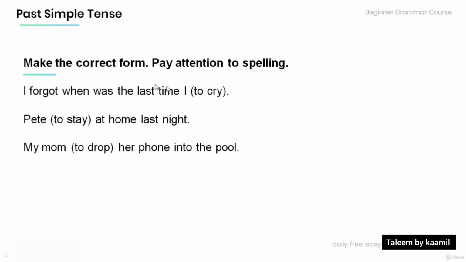Now read the following sentences and make the correct form. Make sure to pay attention to spelling. I forgot when was the last time to cry. I forgot when was the last time I cried. Pete to stay at home last night. Pete stayed at home last night. My mom to drop her phone in the pool. My mom dropped her phone in the pool.